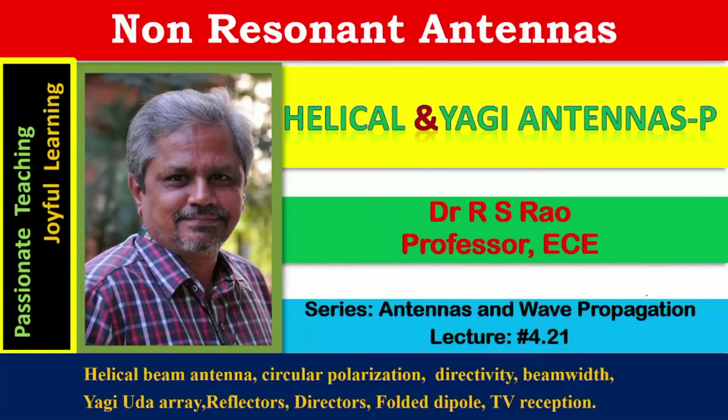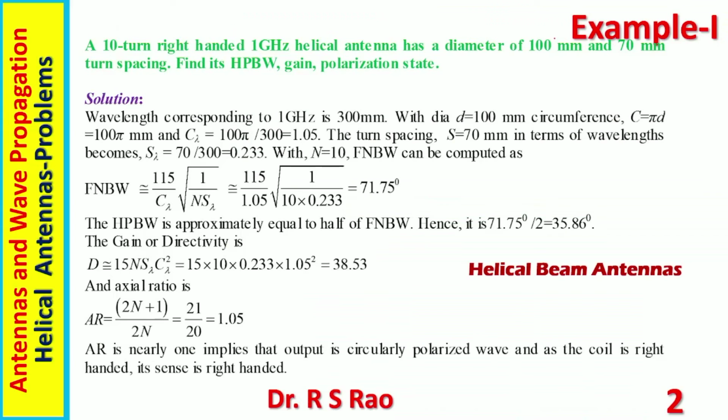Problems on helical antennas are mainly focused on directivity and beam width, whereas problems on Yagi antennas are concerned with dimensions of elements, spacings of the elements along with directivity. To begin with, we consider a problem, example 1.